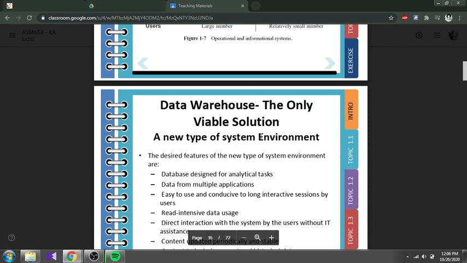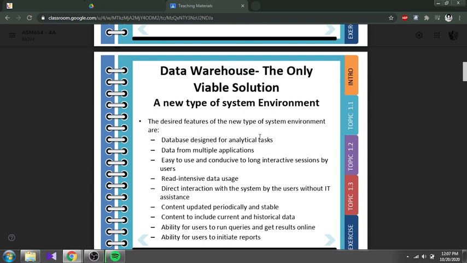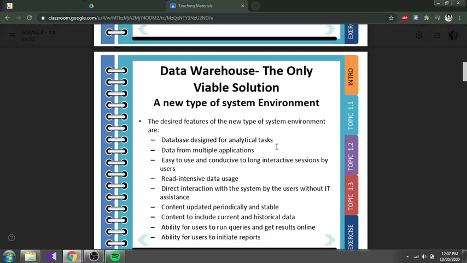Okay, the data warehouse is the only viable solution. So that's why we have to learn why the data warehouse is the solution for this, a new type of system environment. What the data warehouse has is a database designed for analytical tasks.